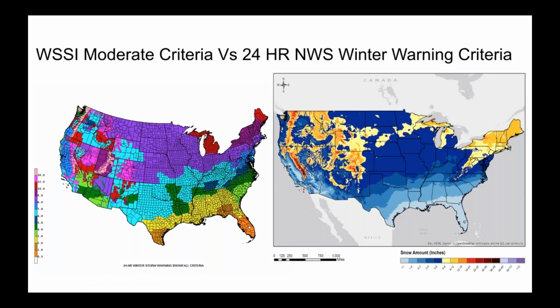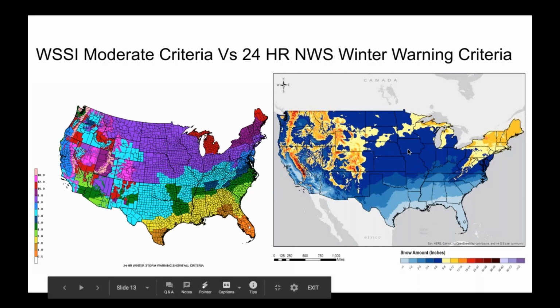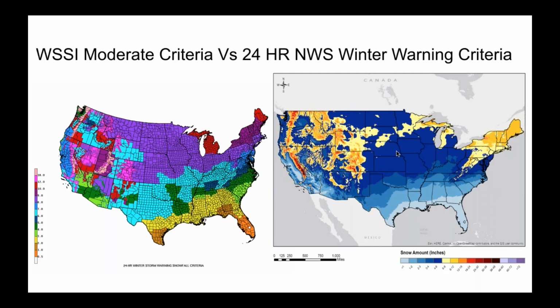So this is the WSSI moderate criteria versus 24-hour warning criteria. You'll notice that in the WSSI, which is here on the right, it's typically less throughout Central Region than the warning criteria. And this is one thing to remember about the WSSI climatology. It's based on the last 30 to 50 years of snow data, depending on the station, as not only the average 2-day snowfall, but the standard deviation of that. So these numbers are lower across portions of the plains in the Midwest than the warning criteria.